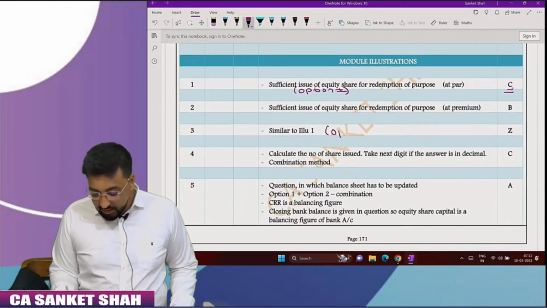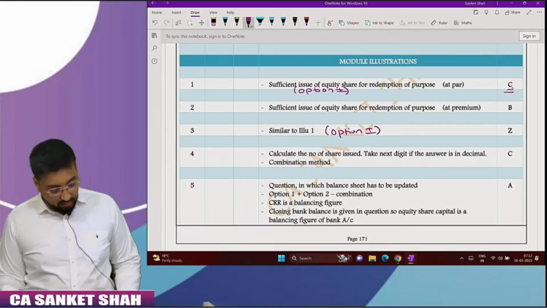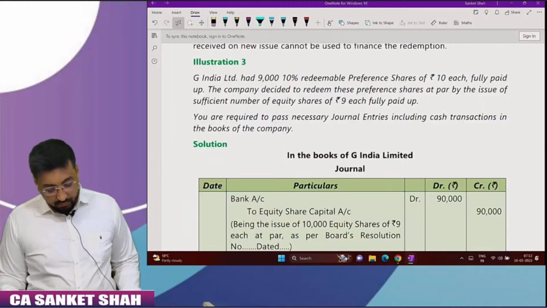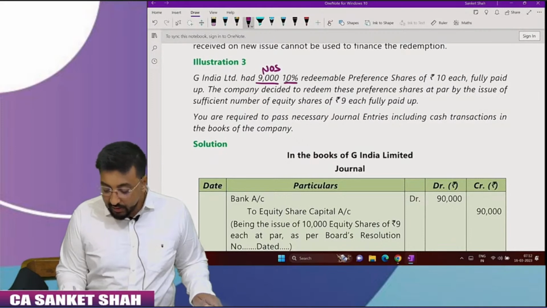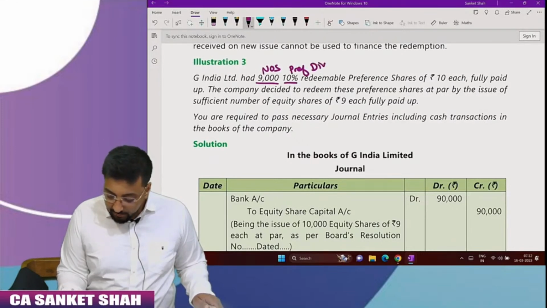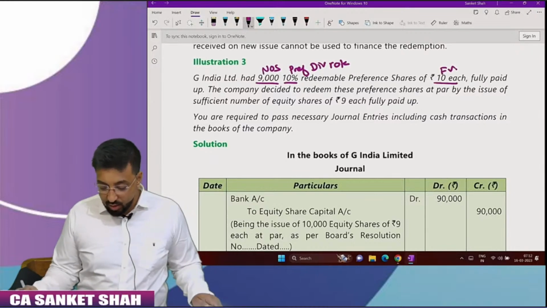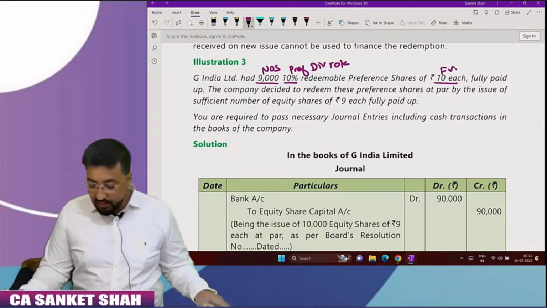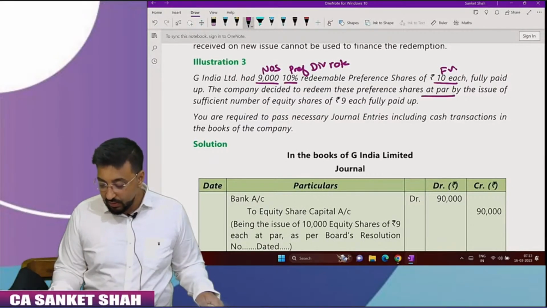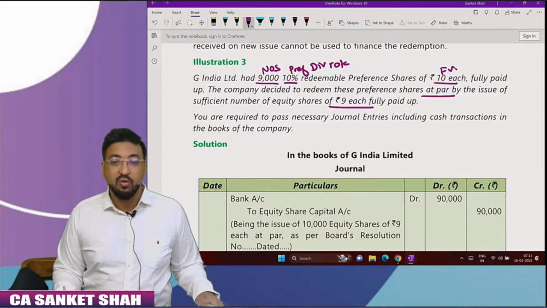Sorry, it's option number 1. हम लोग इसको ऑप्शन नंबर 1 से ही सॉल्व करने वाले हैं. So ध्यान देना. G India had 9,000. What is 9,000, बेटा? It is numbers. 10% preference dividend rate. Preference share of 10 each is called the face value, fully paid up. These shares, the company decided to redeem these preference shares at par by issue of sufficient number of equity shares of rupees 9 each. Now see sir, this face value of 9 is really not allowed.